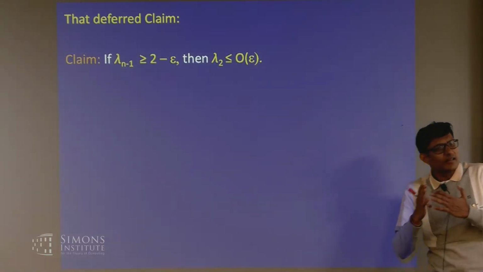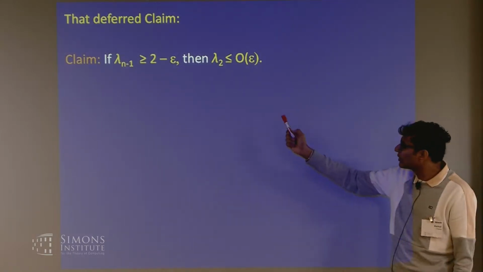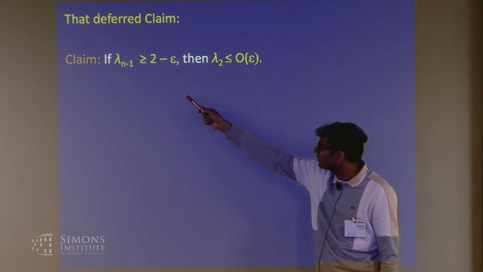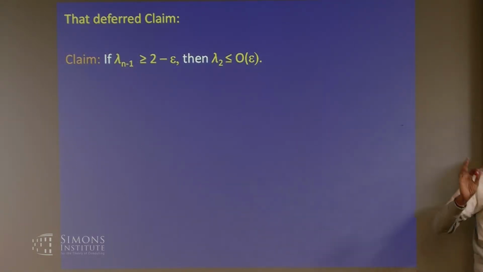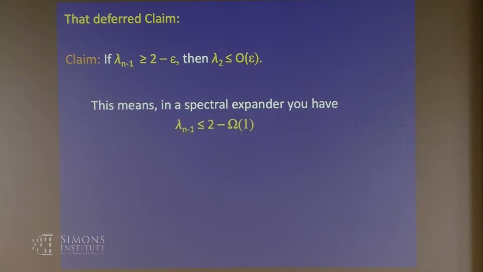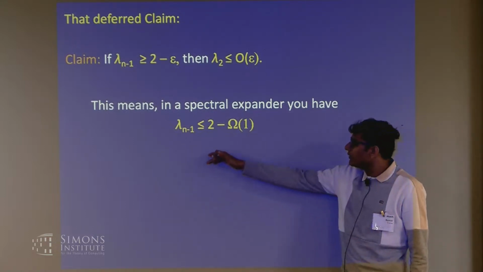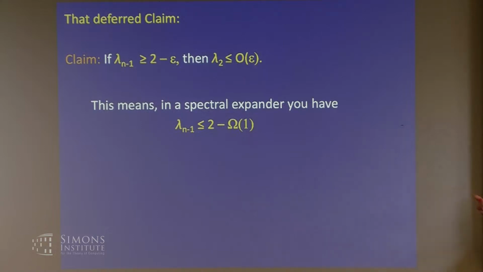That's kind of like rerunning higher order Cheeger inequality on the upper side of the spectrum, but that loses square roots. So you can only conclude that if lambda n minus 1 is at least 2 minus epsilon, the lambda 2 you get is at most square root epsilon. So this is an improvement. Another way to understand what this claim is telling you is that in a spectral expander, lambda n minus 1 is sitting comfortably away from 2, because lambda 2 is a constant.